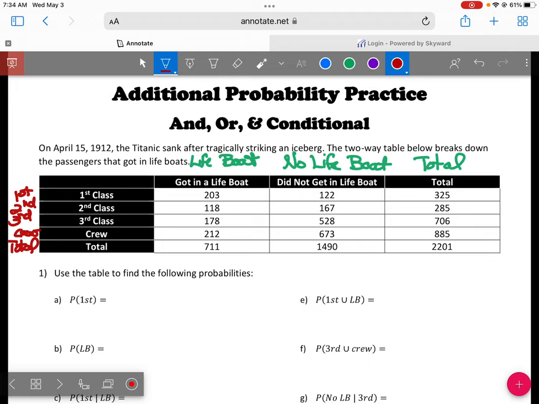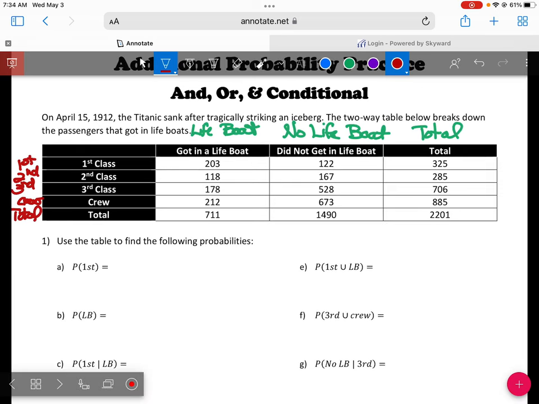So as you're completing writing those in, it says, on April 15th of 1912, the Titanic, which is a giant ship, I think most of you have heard of it, maybe seen the movie, maybe read the book, sank after tragically striking an iceberg. The two-way table below, that's what they call this, a two-way table, breaks down the passengers that got in lifeboats. So we got first class passengers.